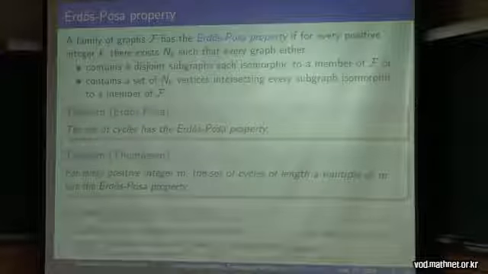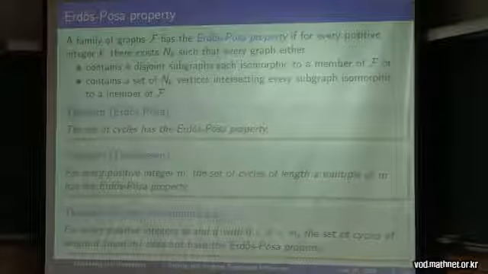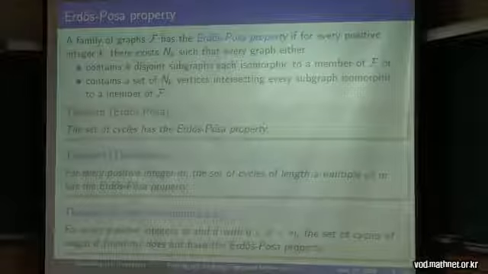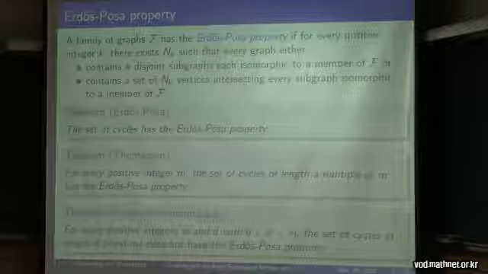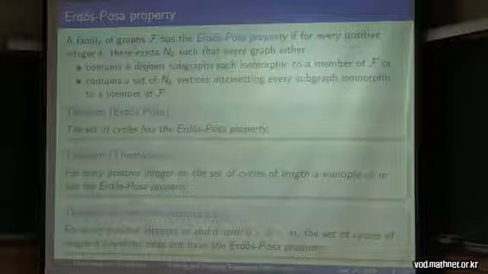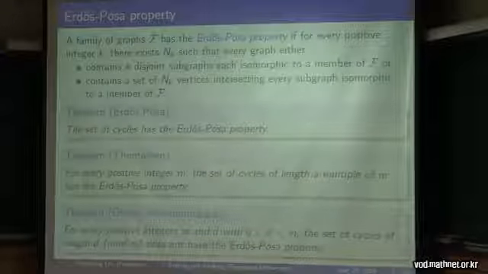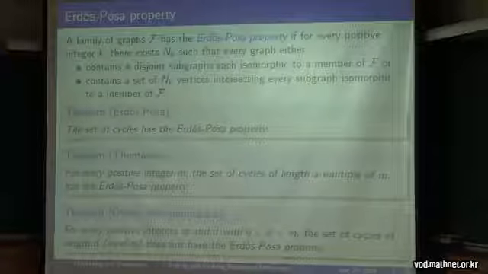However, it's also known that some families don't have the Erdős-Pósa property. Here is an example by Dejter and Neumann-Lara. They proved that in Thomassen's theorem, you really need 0 modulo n, because if you consider the set of cycles of length non-zero modulo n, then it has no Erdős-Pósa property. Is this old? It's pretty old, yeah, probably the 80s.